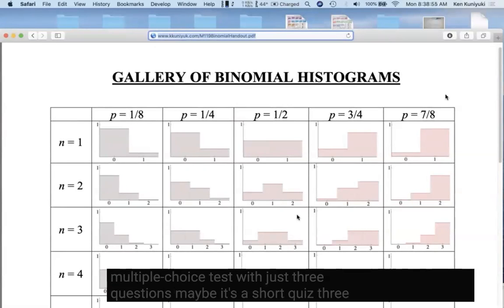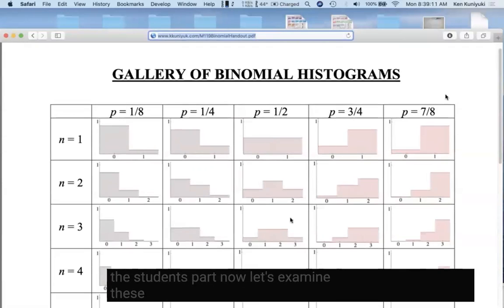A related problem, if a student takes a multiple choice test with just 3 questions, maybe it's a short quiz, 3 questions, each of them true, false. The student guesses randomly on all 3 questions. Then again, here's the probability distribution for X, where X is the number of questions correct on the student's part.